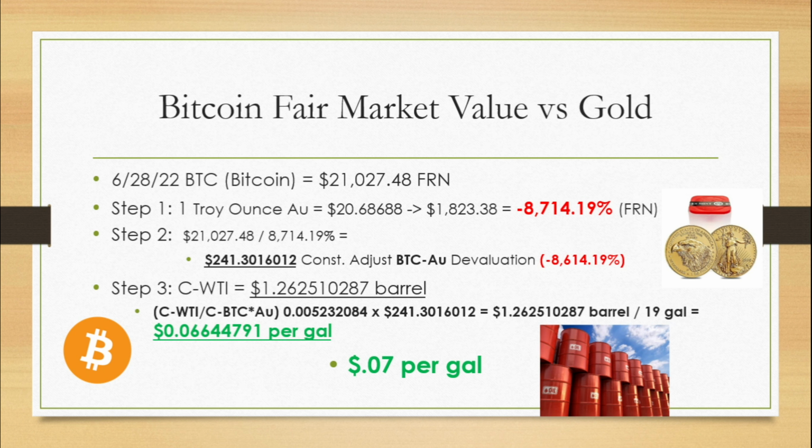And what we're going to do in this next step is take that same ratio, where we're taking the ratio of our newly discovered constitutional value of Bitcoin against our gold value of the barrel of oil, our constitutional value of the oil, and put these in that ratio. We multiply it by the constitutional value of Bitcoin, and we come out to $1.26 a barrel. And we're going to divide that again by 19, and we come up with a number, and that number is 7 cents per gallon.